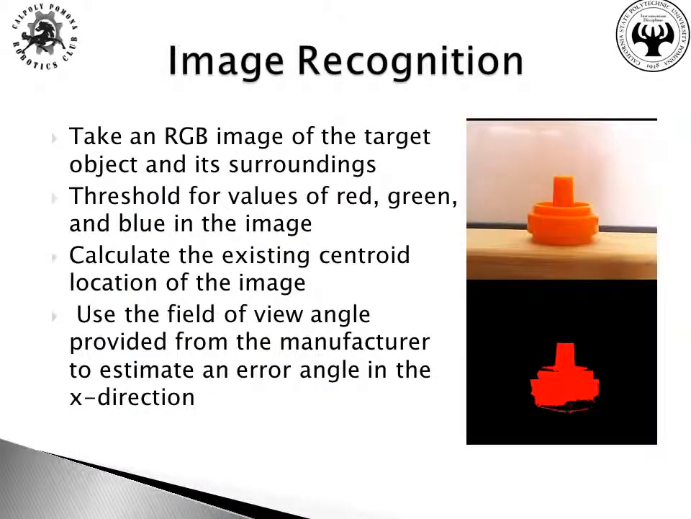In order for the arm to be classified as autonomous, it had to be able to recognize the target object and determine the coordinates of where to pick it up. In order to achieve this, image recognition was utilized.